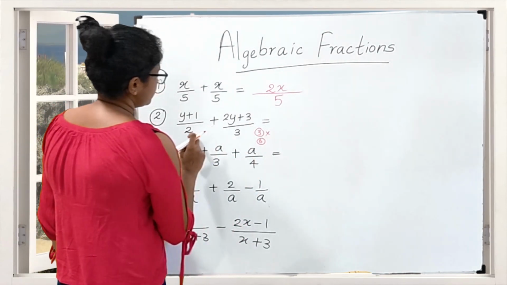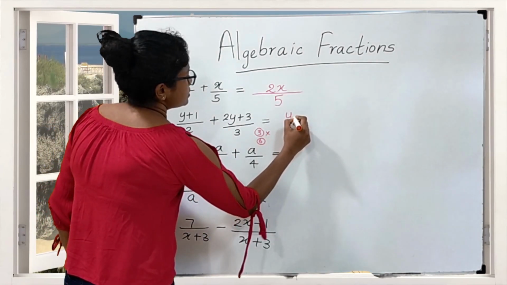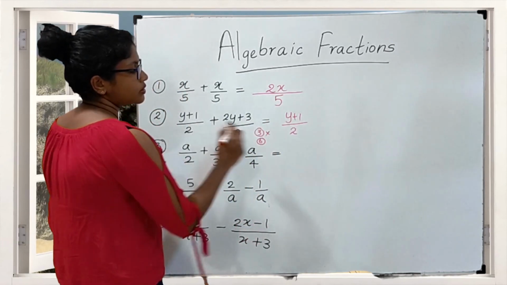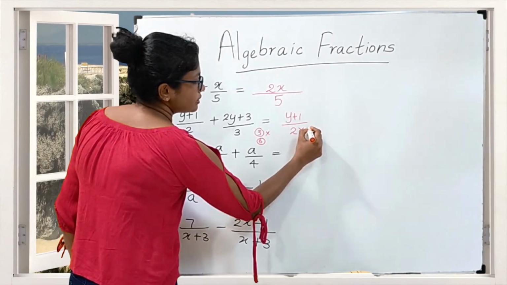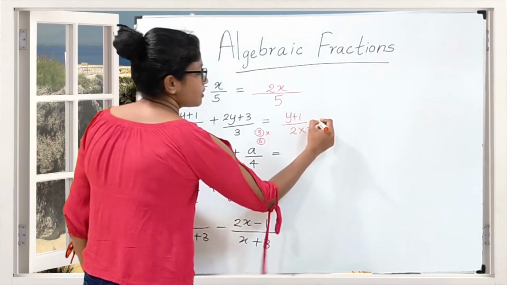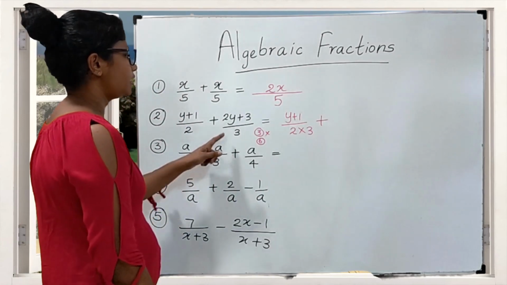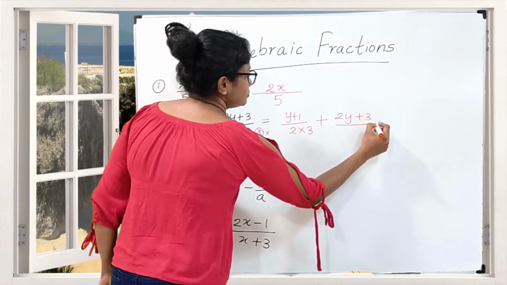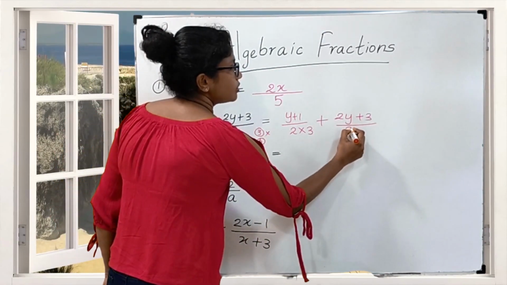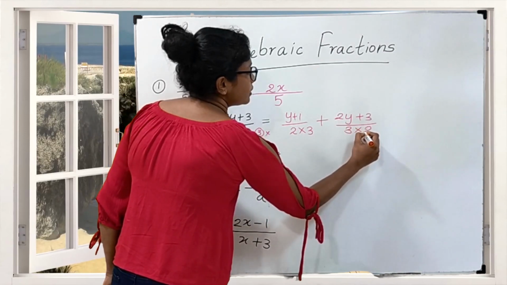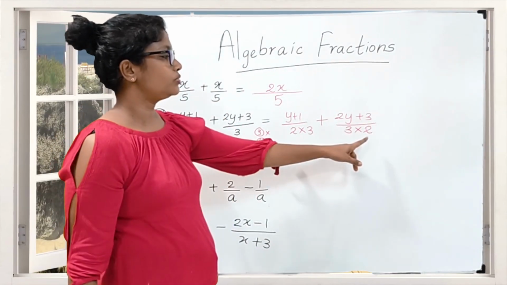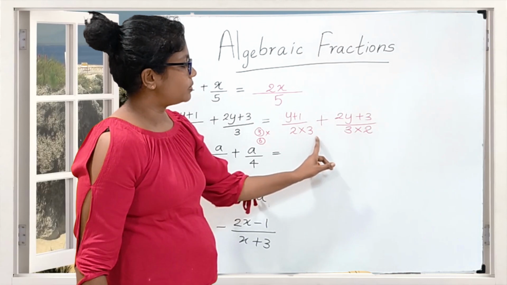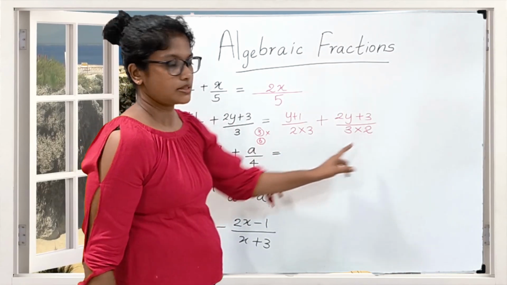Then y plus 1 over 2, we have to convert this into 6. So we multiply this 2 by 3, plus, or we add, 2y plus 3 over 3. You have to multiply it by 2. Why do we multiply it by 2? To get the answer as 6. So now here the common denominator is 6, here also 6.